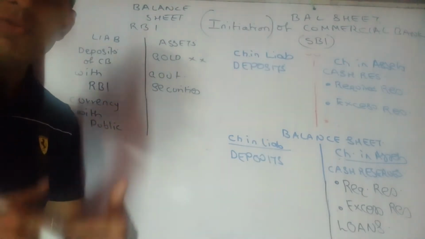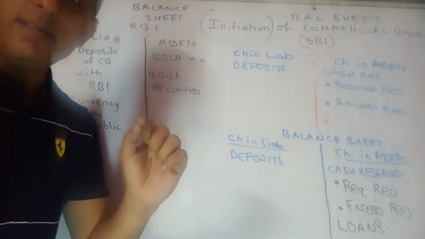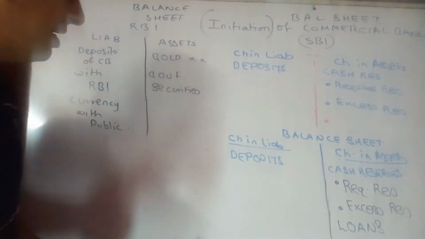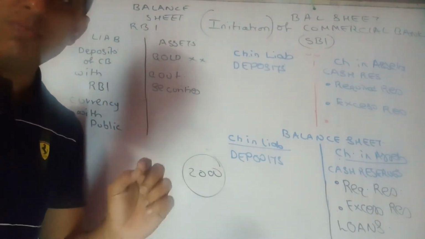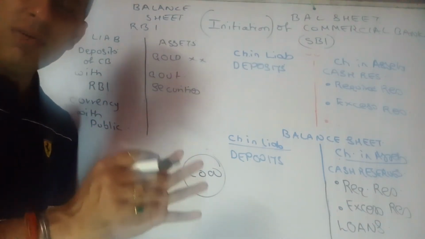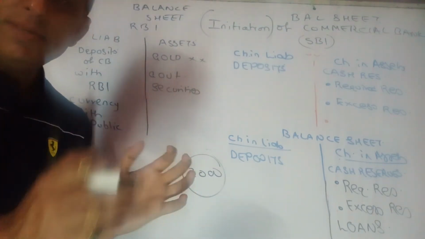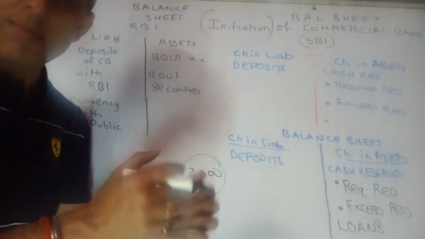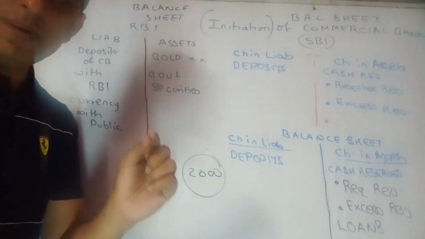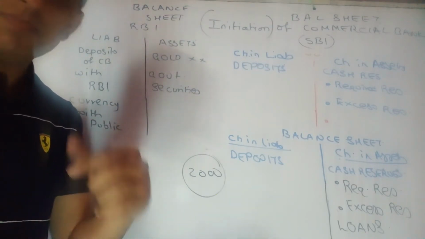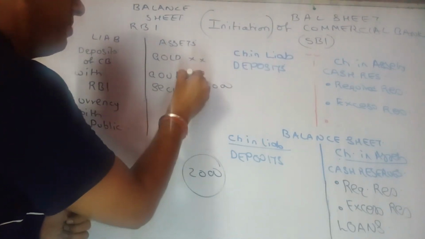Suppose RBI wants to increase the money supply in the economy. Let's say for example they decide that rupees 2000 is the amount of new money they will throw into the market. 2000 rupees of new money, right? Now, for the 2000 rupees of new money issued, they have to do certain activities. What will they do? From the open market, consisting of a number of entities, they will purchase government securities.